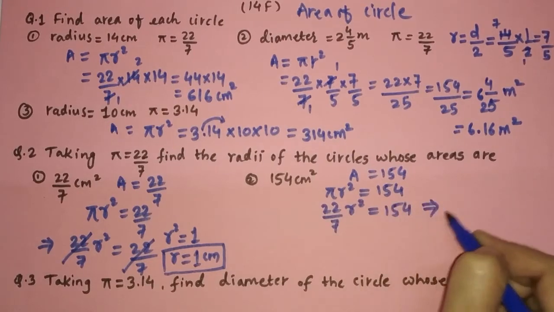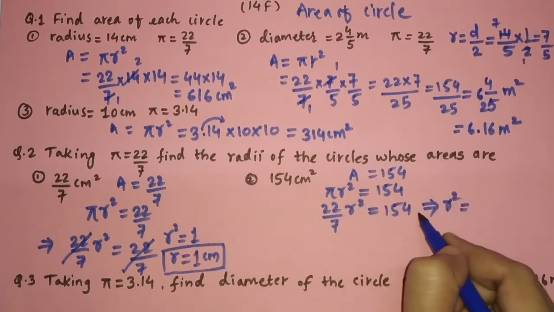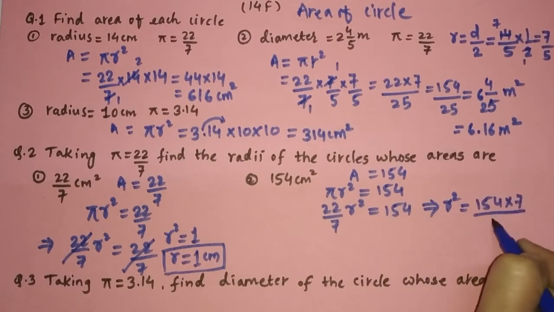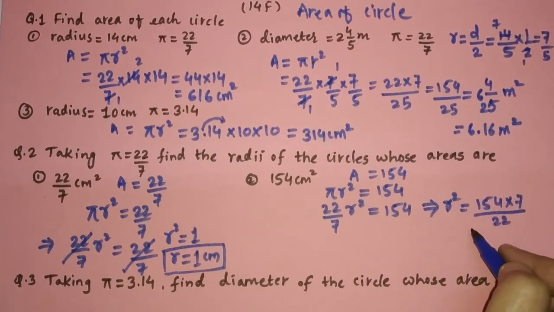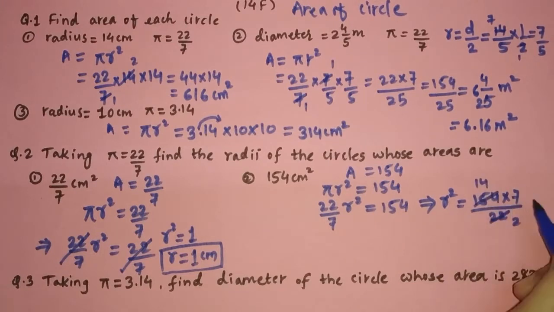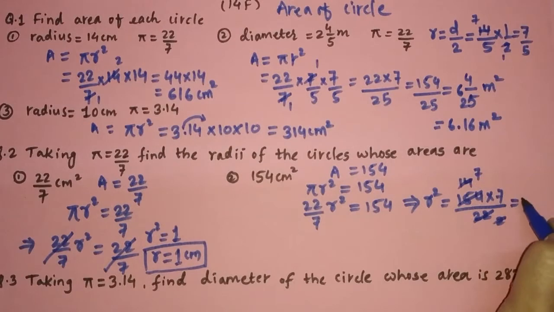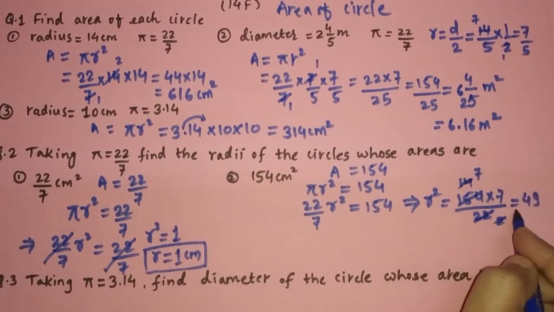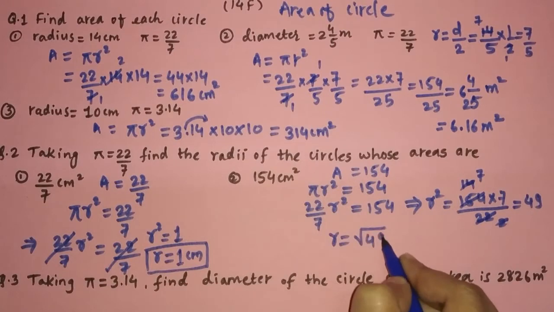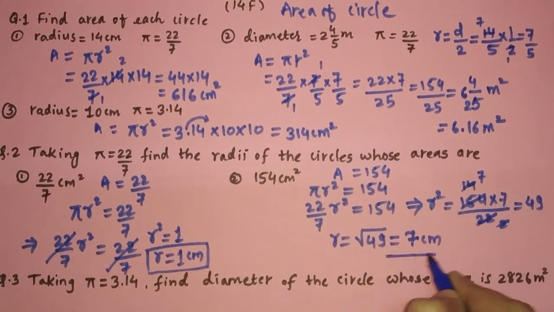So now solve it. R square is equal to, this 7 is in division, will shift to the right hand side. It will go into 7 divided by 22. So 11 2s are 22, 11 1s are 11, 11 4s are 44, again 2 7s are 14. So we'll get 7 7s are 49. R square is 49. So friends, r is equal to root 49, which is nothing but 7 centimeter. This is the answer.